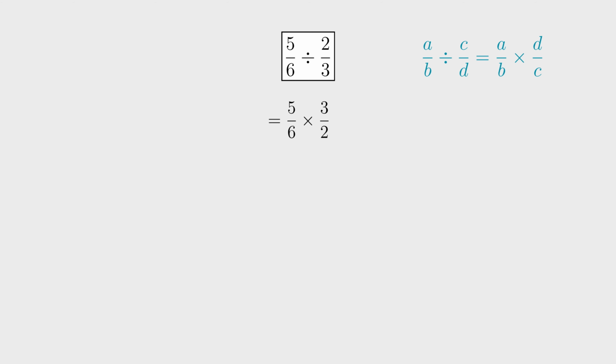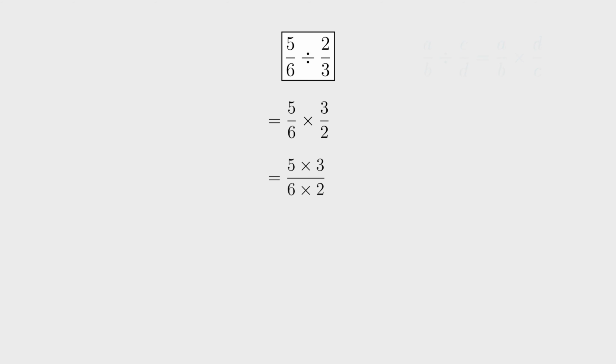Question 3. 5 over 6 divided by 2 over 3. When dividing one fraction by another, change the division symbol to a multiply symbol and take the reciprocal of the second fraction. Reciprocal basically means that you swap the numerator and the denominator with each other. The expression will then look like this, and it's almost exactly the same as the previous question.